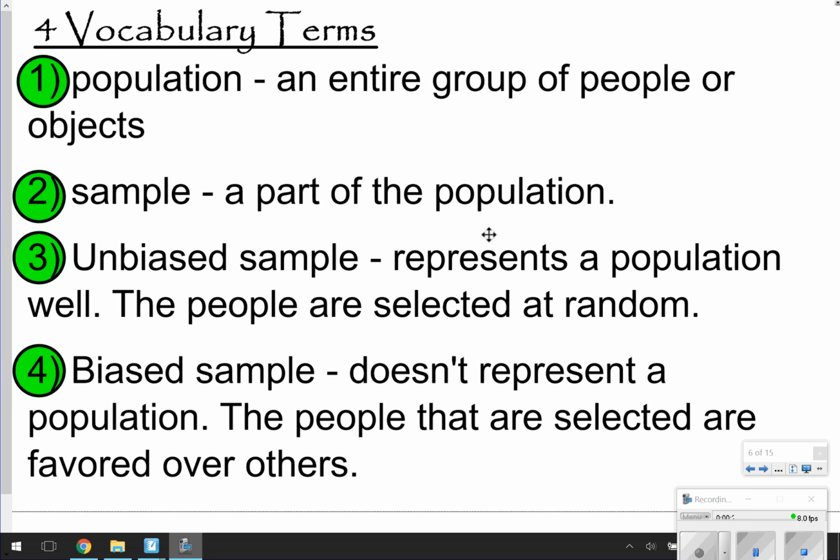Here's your first page of vocabulary terms. Go ahead and take the time to pause the video and write down the vocabulary terms. Once you're done, go ahead and click play to go on to the next question, number 5.